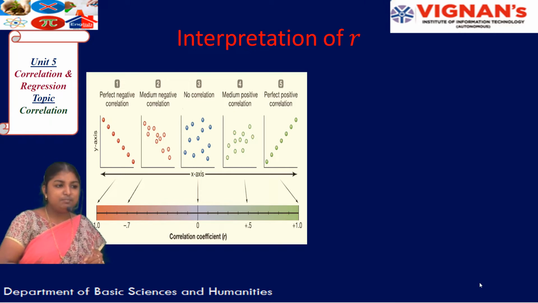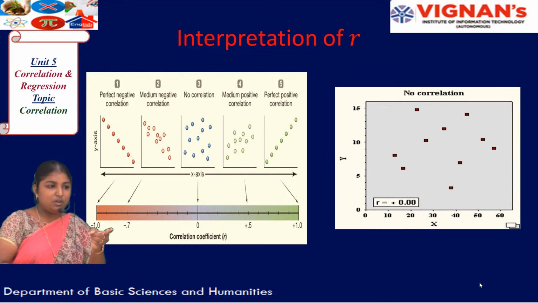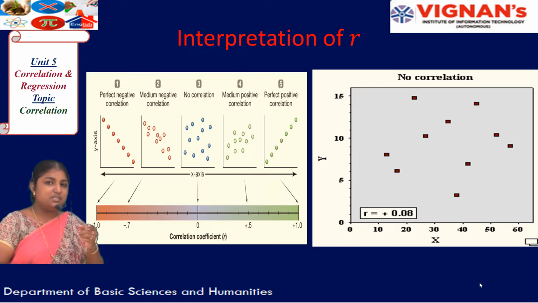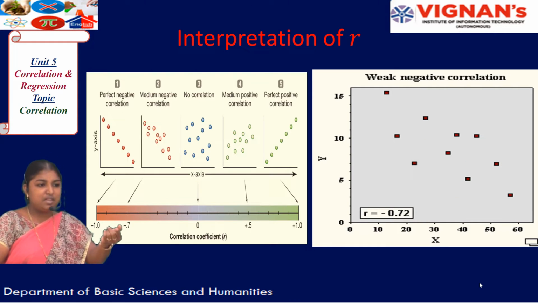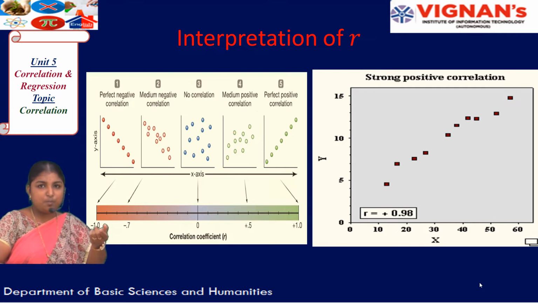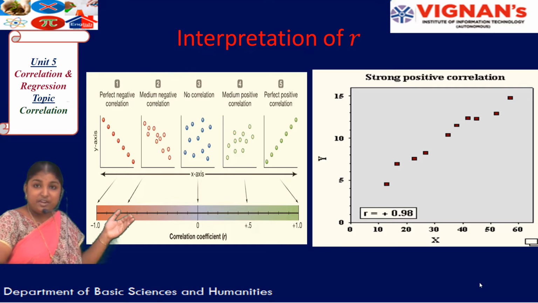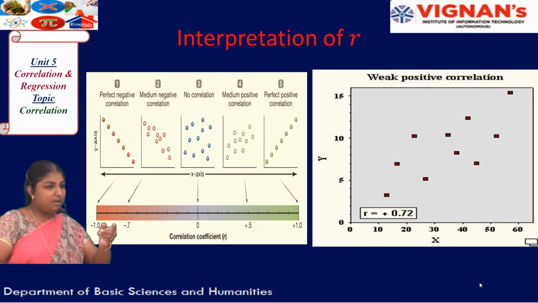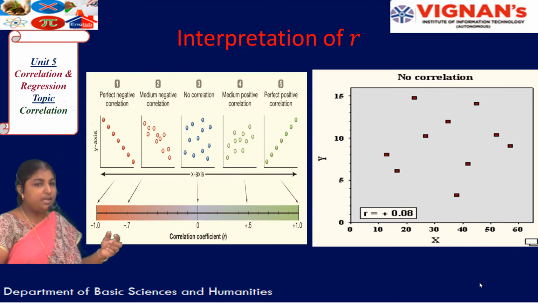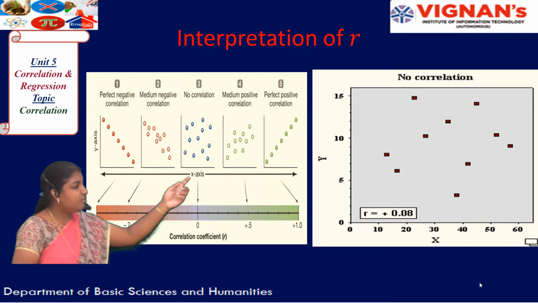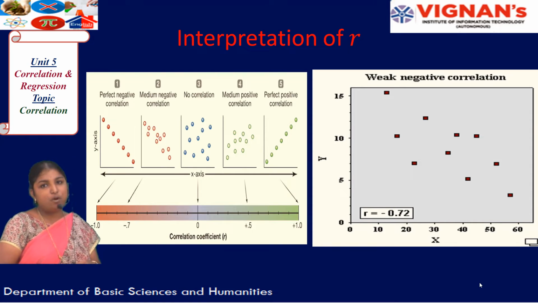See the example. In this example, they have given R equal to plus 0.08. Plus 0.08 is known as a medium positive. Sometimes they give R equal to minus 0.72. Minus 0.72 is known as a perfect negative correlation. Sometimes they give R equal to 0.98. 0.98 lies between 0.5 and 1.0. That is known as a perfect positive.